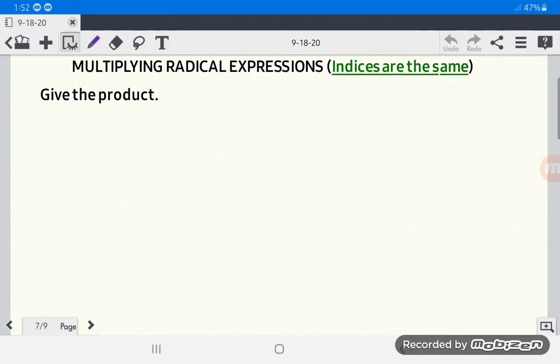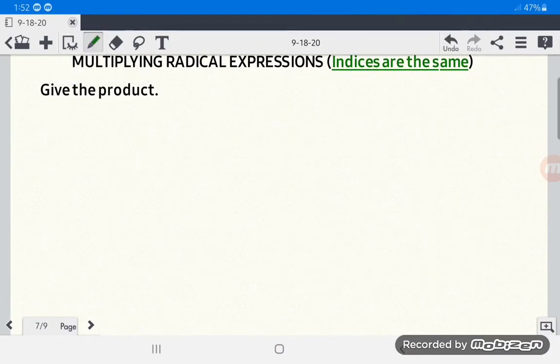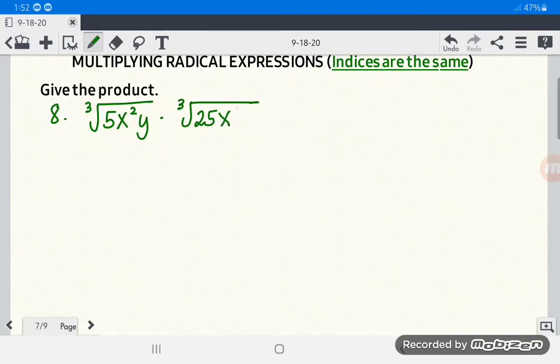Next, number 8. Okay. Number 8, let's say we have cube root of 5x squared y times cube root of 25x squared y raised to the 5th power. Okay, so again, notice that the indices are the same. So here, what are we going to do again? We have to multiply the radicand.